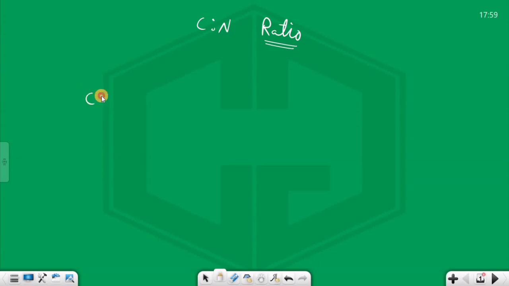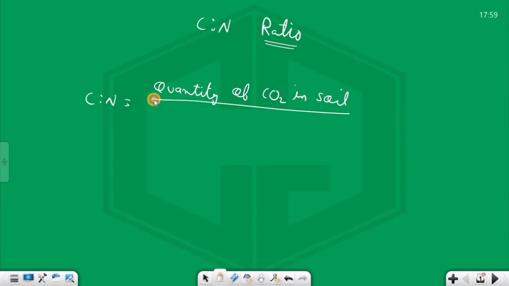So what is the carbon nitrogen ratio? Carbon nitrogen ratio is the quantity of carbon in the form of carbon dioxide in soil divided by the quantity of nitrogen in soil. That is the carbon nitrogen ratio.